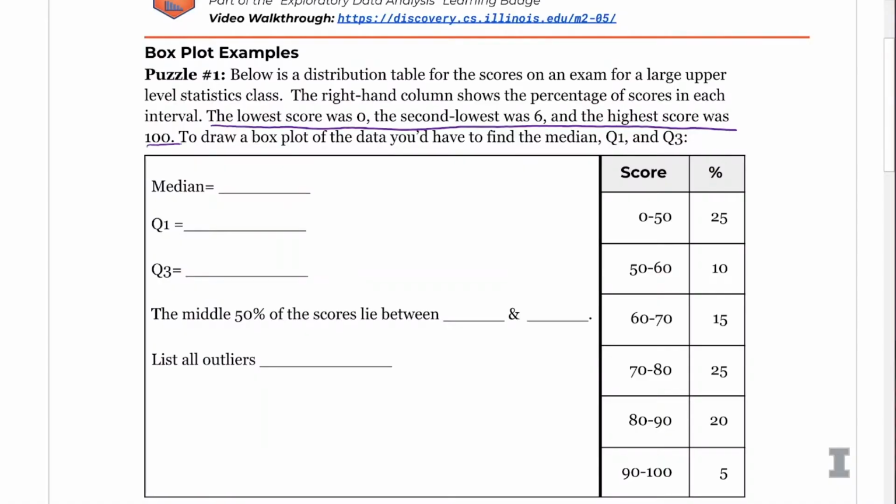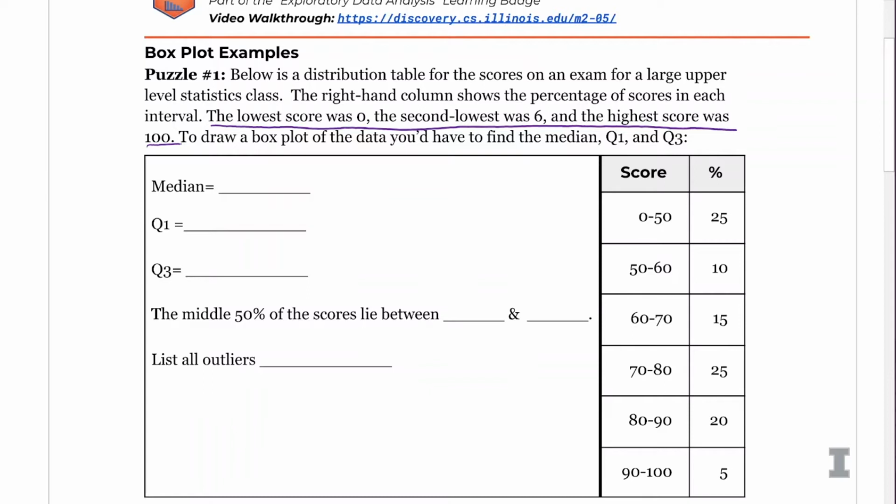However, here we have this distribution table. And we do know that Q1, Q2, and Q3 are percentiles. So I think we can use these percentages to go ahead and find them. So first of all, it says to find the median. And we know that the median is the 50th percentile.